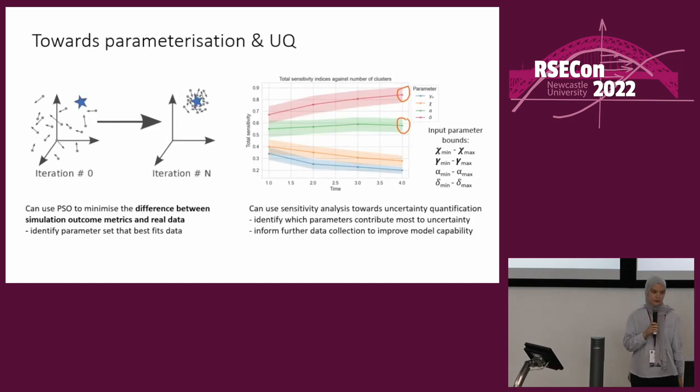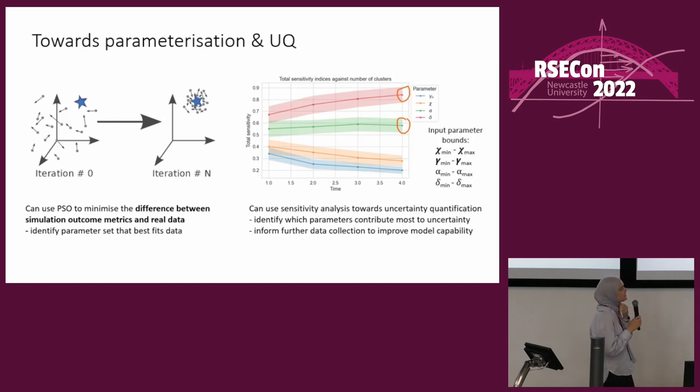These two methods can also be used for parameterization, as I said, and also uncertainty quantification. If you have quantitative data and your model is identifiable, structurally identifiable, so what I mean by that is that each output corresponds to a discrete input, then you can also use particle swarm optimization to minimize the difference between the outcome metric of your simulation and the real data metric, and hopefully find the parameter set that best fits the data.